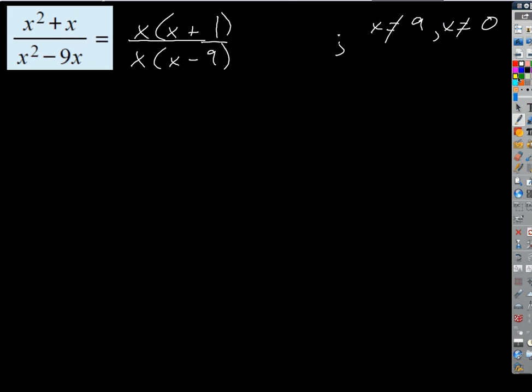Now we can simplify. So what crosses out here? What cancels out? X. And so my answer is just x plus 1 over x minus 9, right? It's not that tough. No, it's not bad. Okay, let's try one more. That's how you write the answer. Like that.